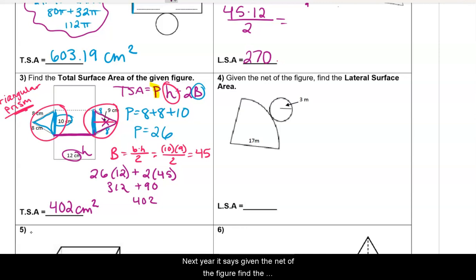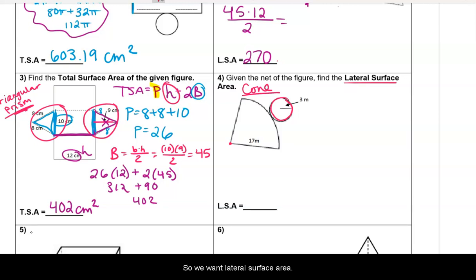Awesome. Next one here, it says, given the net of the figure, find the lateral surface area. Lateral surface area. Okay, so what kind of figure do you think we have here? It has a point, and it looks like its base is a circle. If you guessed cone, that is correct.